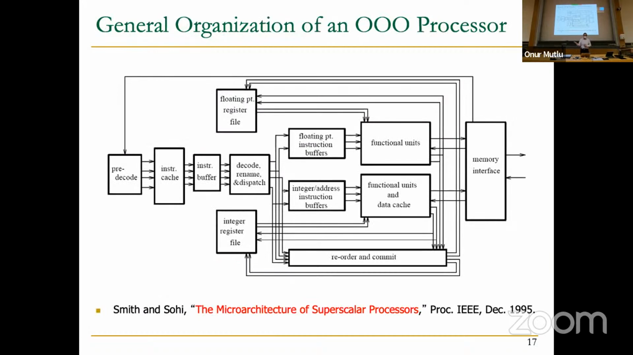Okay, so this is the paper that you're hopefully reading, and this is really the general organization of an out-of-order processor. I would suggest reading it. What do I want to point out over here? You can see that there's decoding, renaming, and dispatch over here. Floating point instructions go here. Integer instructions go here. These are the reservation stations, essentially. And you can see that there are integer and floating point register files. Integer and floating point are usually separate. And you can see that there's a reorder and commit, essentially a reorder buffer over here.